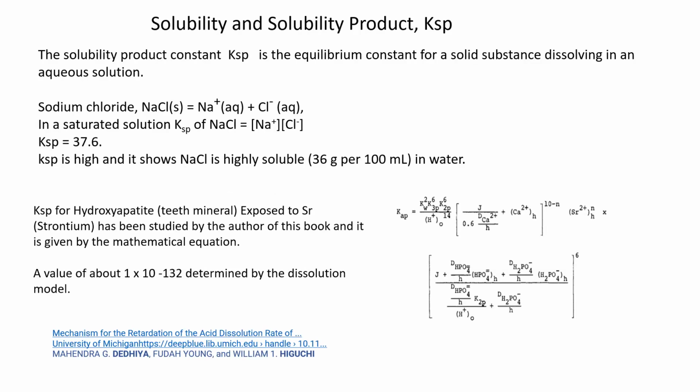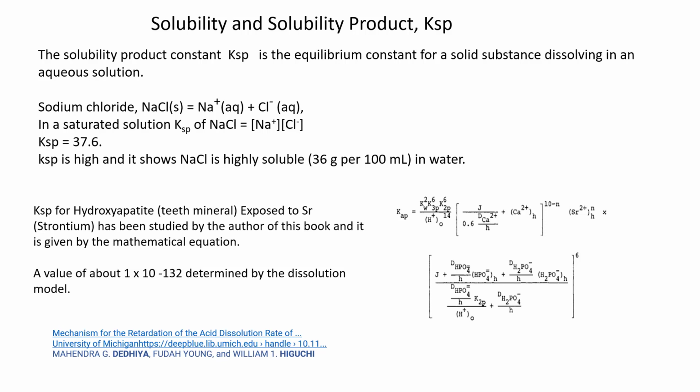Solubility and solubility product, KSP, are well known. The solubility product constant is an equilibrium constant of a solid, especially an ionic solid, that dissolves into ionic form. For example, when sodium chloride dissolves, it dissolves as sodium ion and chloride ion. And in a saturated solution, the solubility product is the molar concentration of sodium times the molar concentration of chloride in that solution.